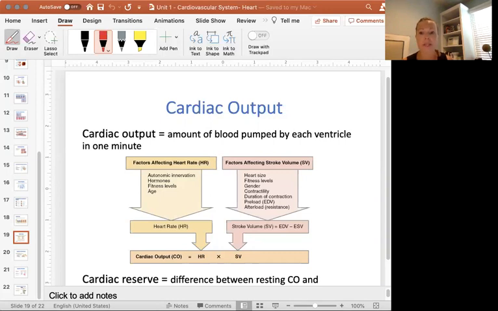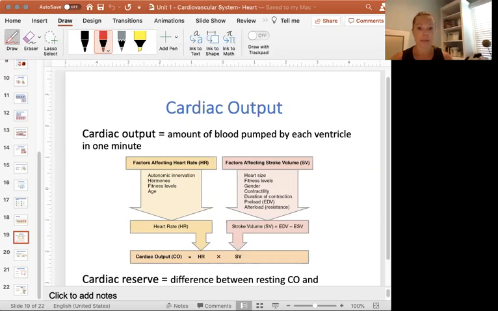So, stroke volume is the amount of blood pumped by one ventricle during one heartbeat. So, it's the volume of blood each time a ventricle contracts and pumps, the amount of blood that is ejected by the ventricle. And typically, this number is around 70 milliliters. So, it's 70 milliliters of blood with every beat, with every contraction. So that's the stroke volume.